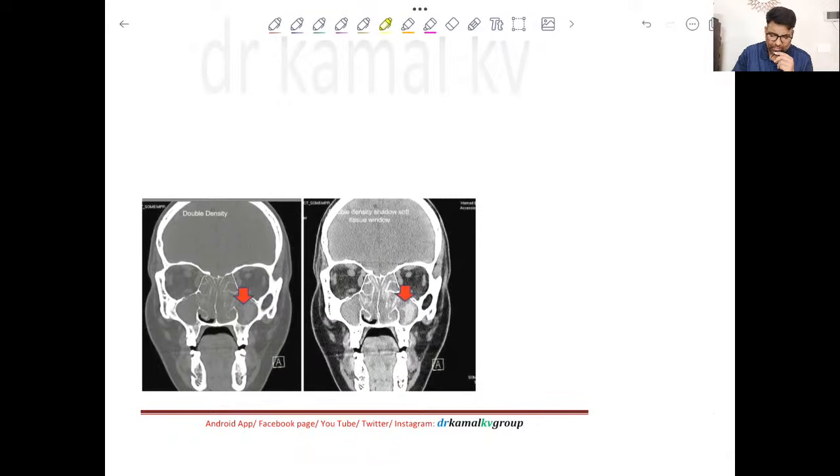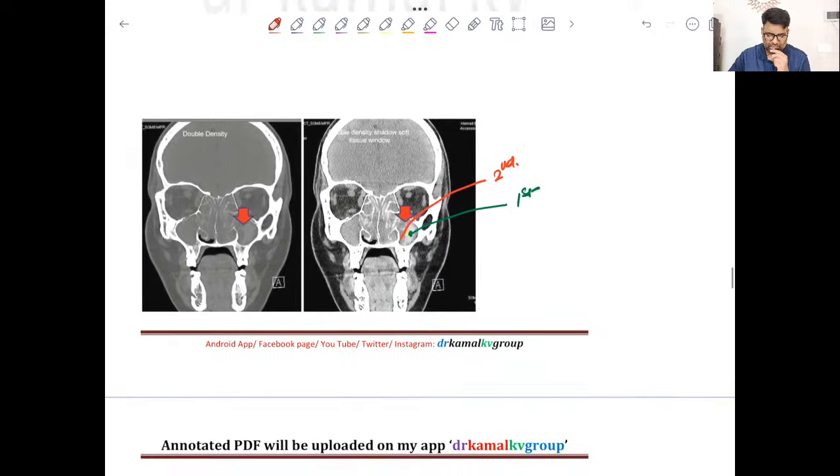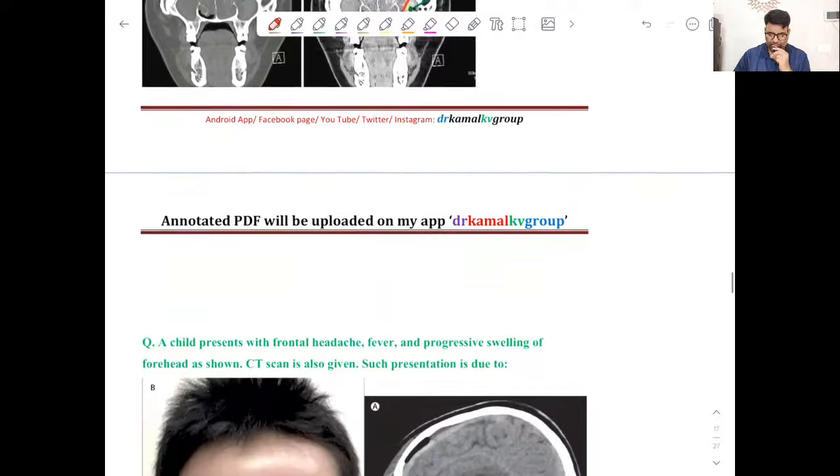Again, you can see it better in this coronal CT scan. This is 1, okay, and here if I just mark it, this is the first type of impression, and this is the second kind of impression. So this is the double density sign. So please remember double density sign, quite easy to appreciate on CT scan.